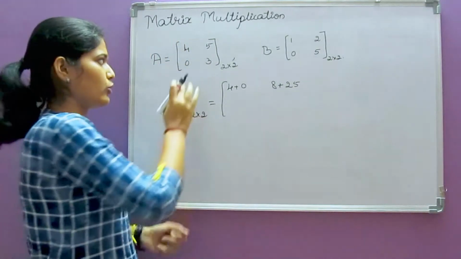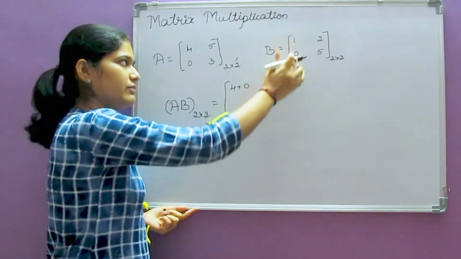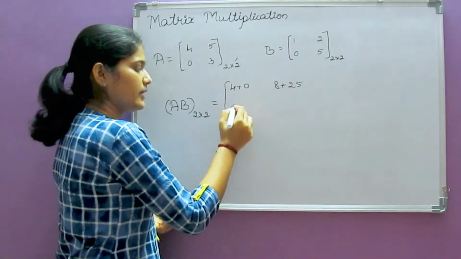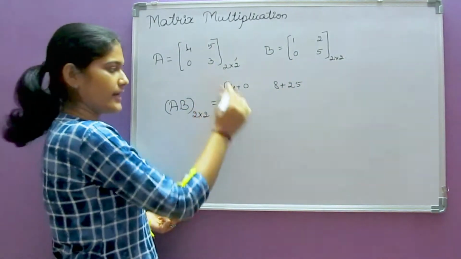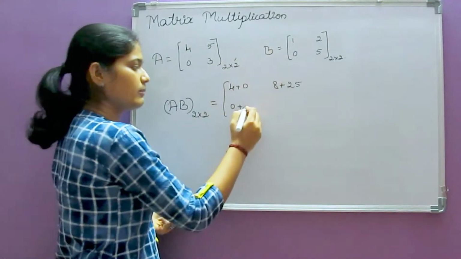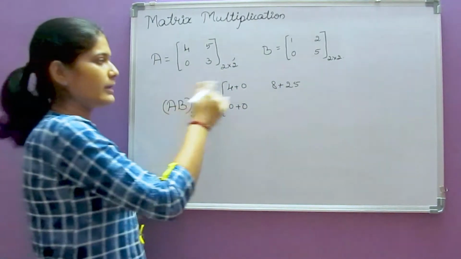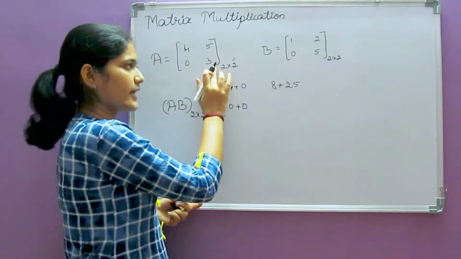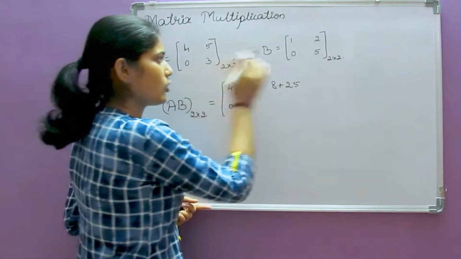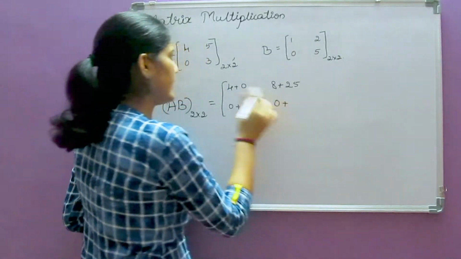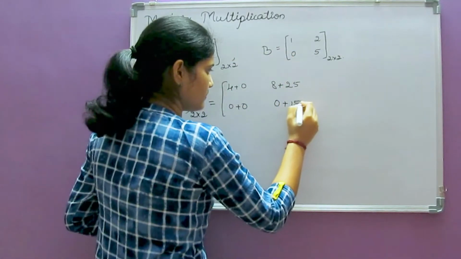Similarly, for the second row, we have to multiply second row with the first column. 0 into 1 will be 0 and plus 3 into 0 will be 0. Similarly, the last entry is second row into second column. 0 into 2 is 0, then 3 into 5 is 15.